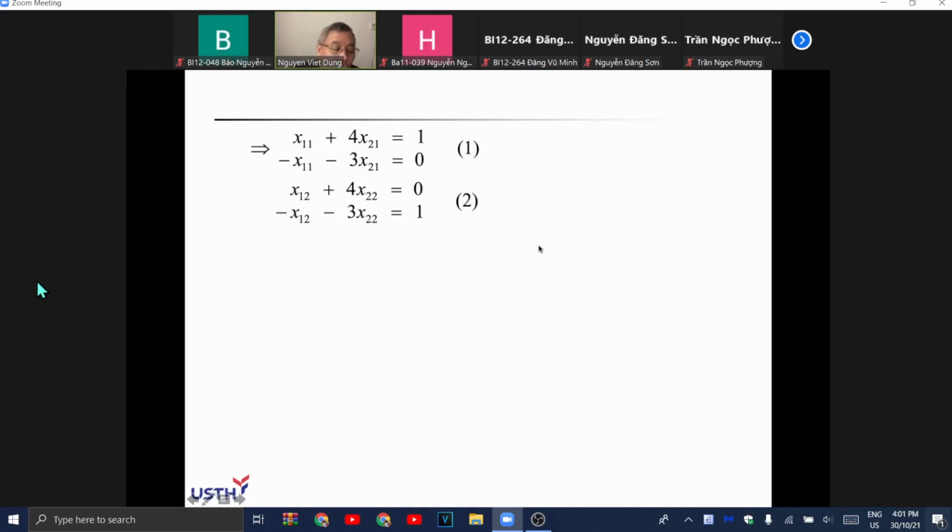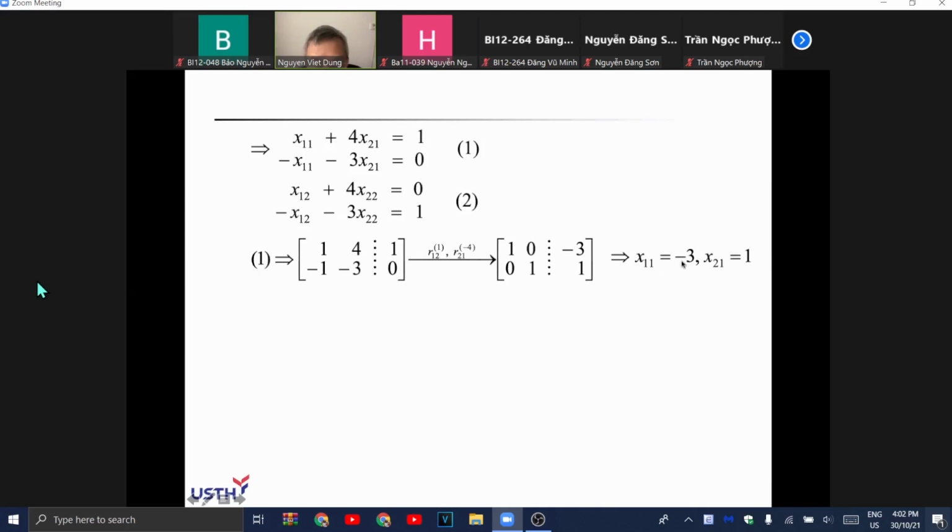And again, look back. The coefficient matrices are the same: 1, 4, minus 1, minus 3. So in order to solve the first system of linear equations, we write down the augmented matrix here. And we apply those operations. We get that one. That one is already in reduced echelon form. From here to there, we applied Gauss-Jordan elimination. Then from here, we get the solution: X11 is minus 3, X21 is 1.